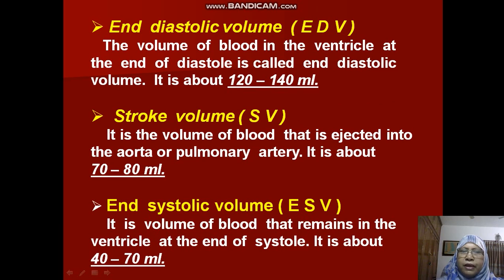There are three types of volume: end diastolic volume, stroke volume and end systolic volume. End diastolic volume means the blood volume in the ventricle at the end of diastole, and it is about 120 to 140 ml. End systolic volume is the volume of blood that remains in the ventricle after ventricular systole, and it is about 40 to 70 milliliter. We can calculate the stroke volume by subtracting the end systolic volume from the end diastolic volume, and it is 70 to 80 milliliter per beat. That is the volume of blood that is ejected per beat.